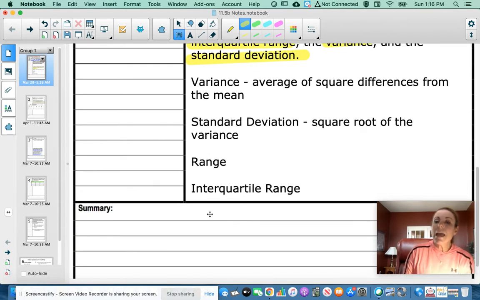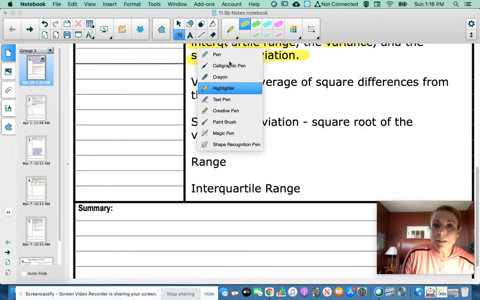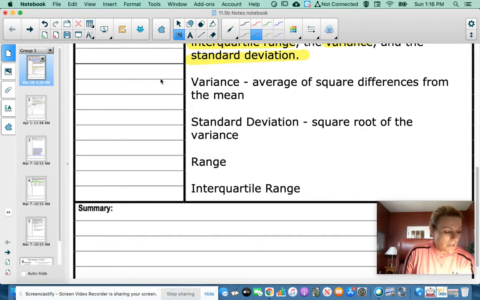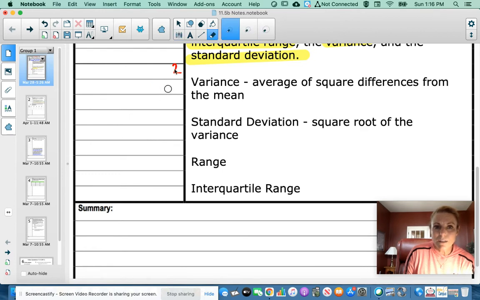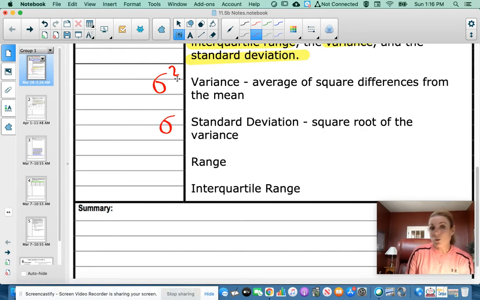Variance is the average of the squared differences from the mean. And the symbol for variance looks like this. Sigma squared. Let's try that again. Sigma squared. Standard deviation then is just sigma because it's the square root of variance.